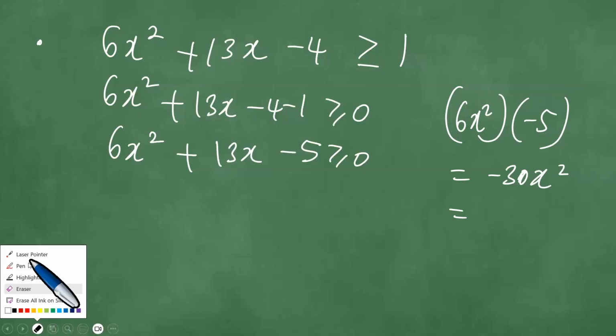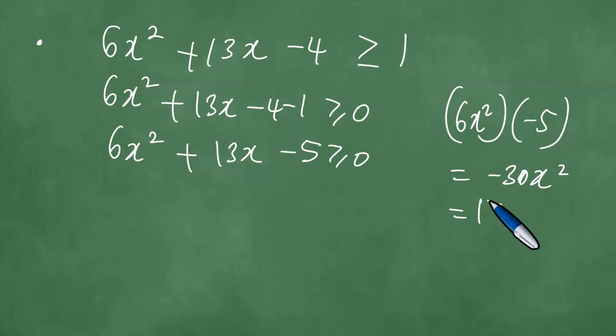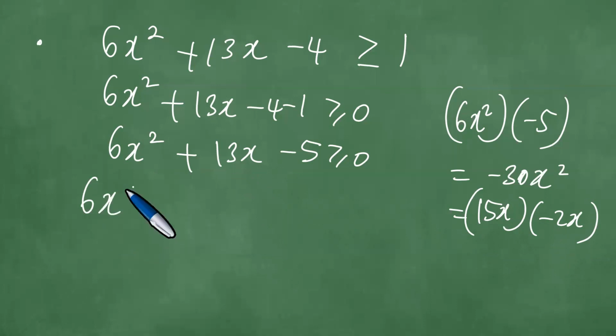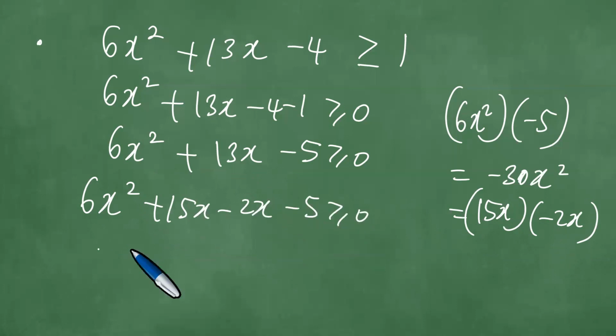All right, I'm happy that you're excited. So you have a 15x and minus 2x because 15 times minus 2 is minus 30, but 15x minus 2x is 13x. So this gives us 6x squared plus 15x minus 2x minus 5 is greater or equal to 0. You factor out here 3x, which is 2x and 5.